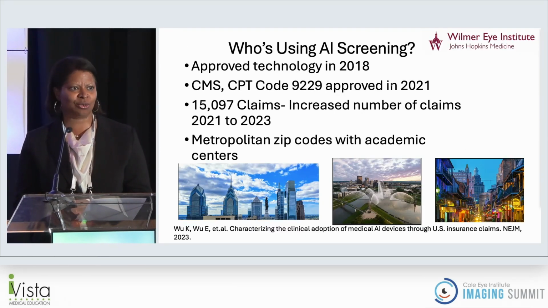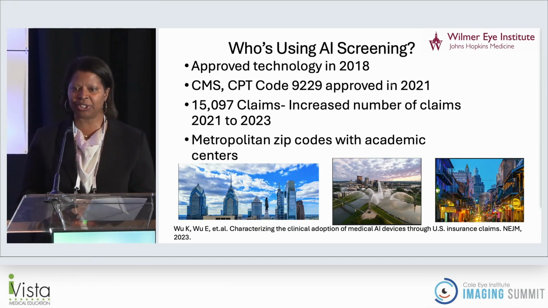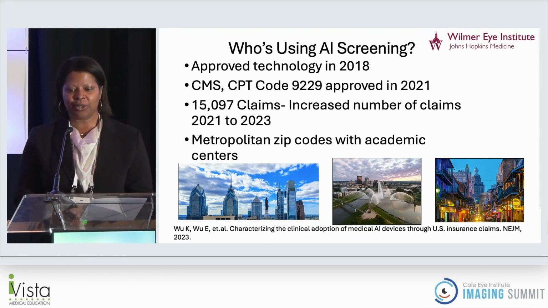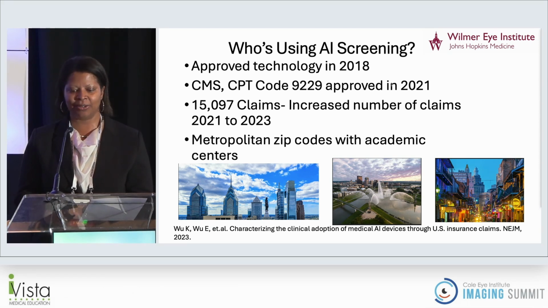So who's using AI screening? All comers, a lot of people are using AI screening now. The technology was actually approved in 2018, and for all comers, ophthalmology and our other medical colleagues, a CPT code was implemented that was approved in 2021. There were approximately 15,097 claims, and over the years 2021 to 2023, these went up significantly. These authors, Dr. Wu and colleagues, found that metropolitan zip codes with academic centers had more of an increase in the claims for AI-based CPT codes.